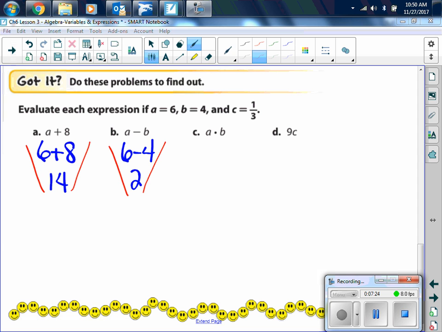6 times 4. Very good. So here we're going to substitute in the 6 times the 4, and of course 6 times 4 is 24. Everybody good? All right, do letter D.